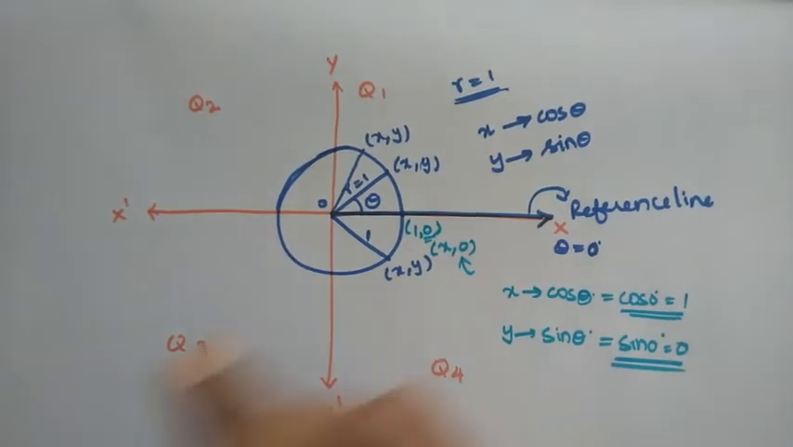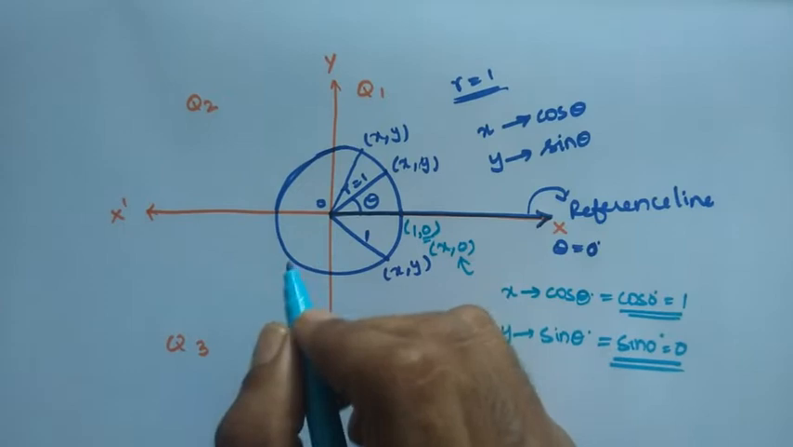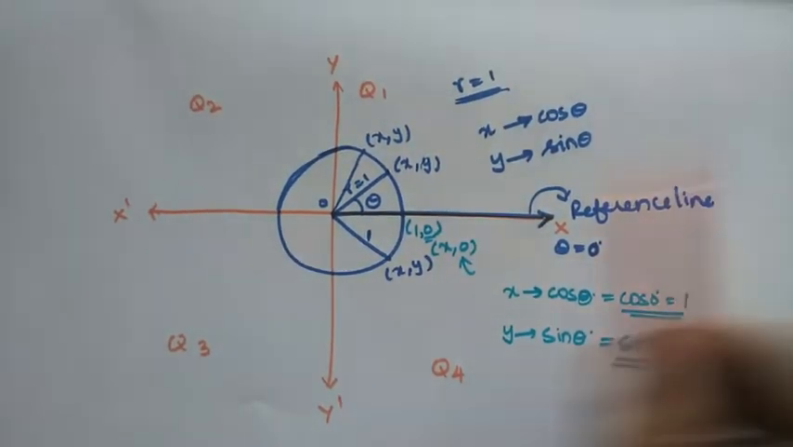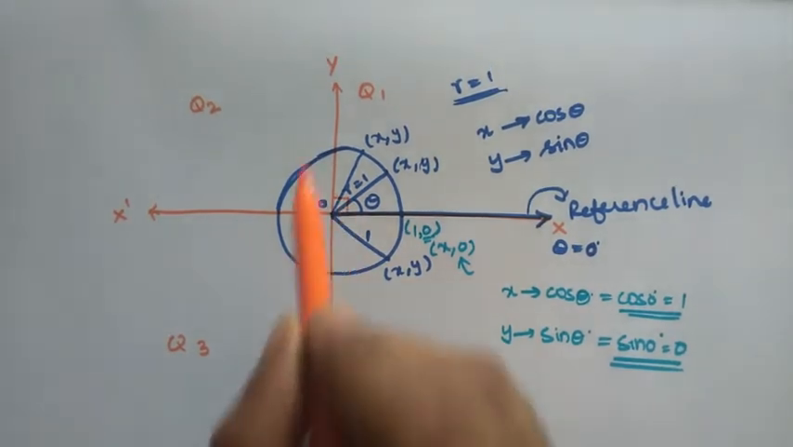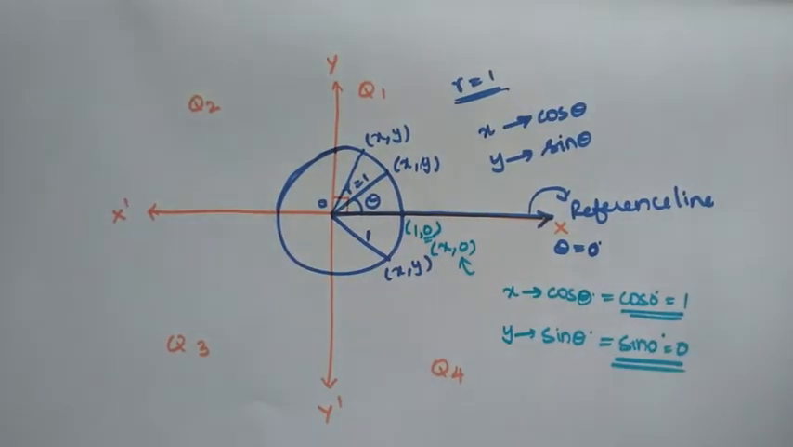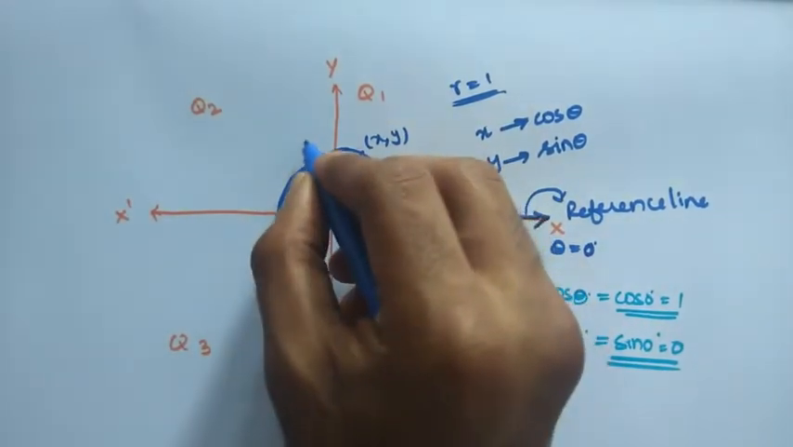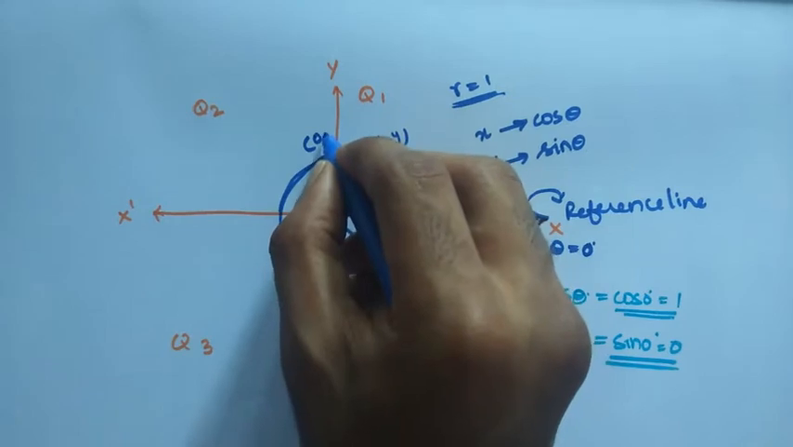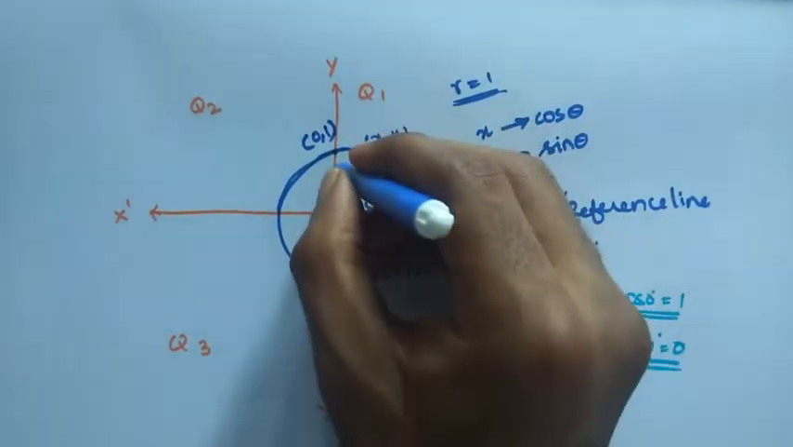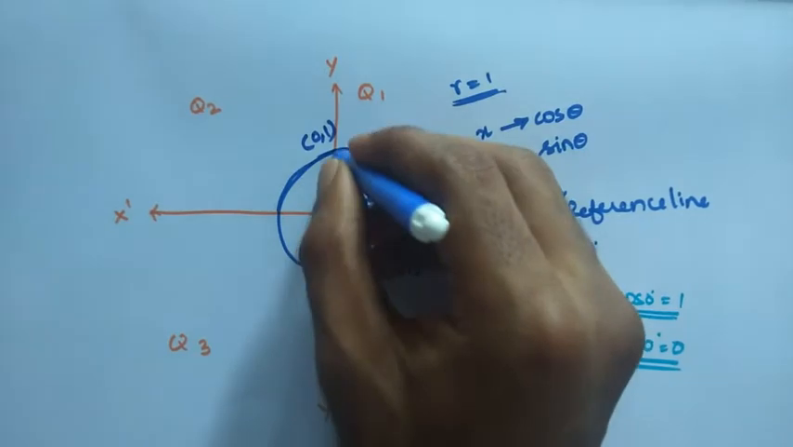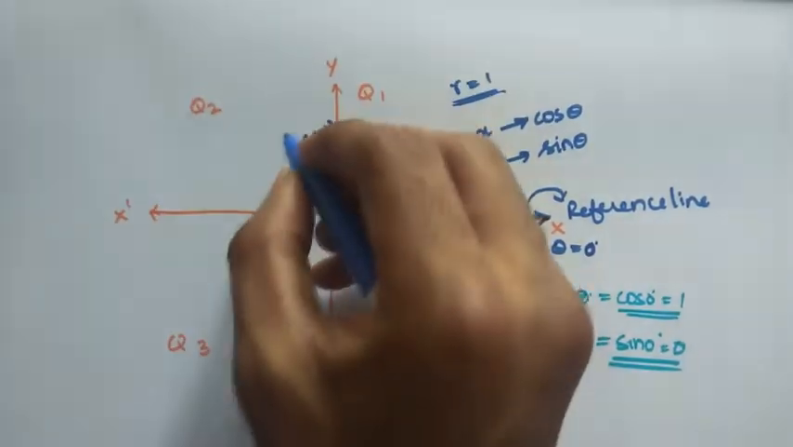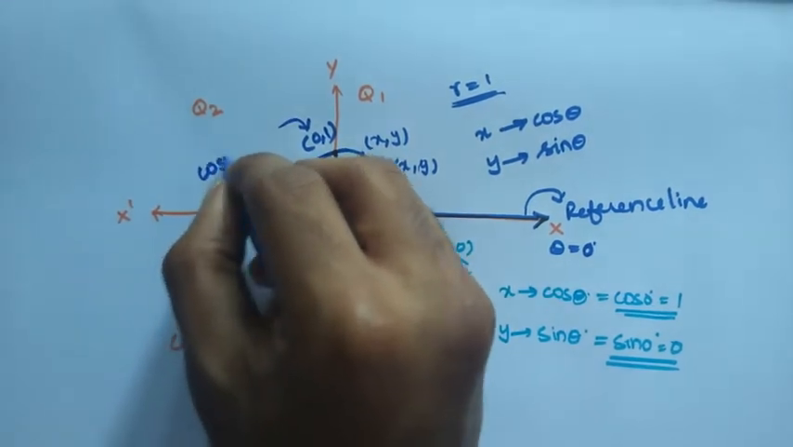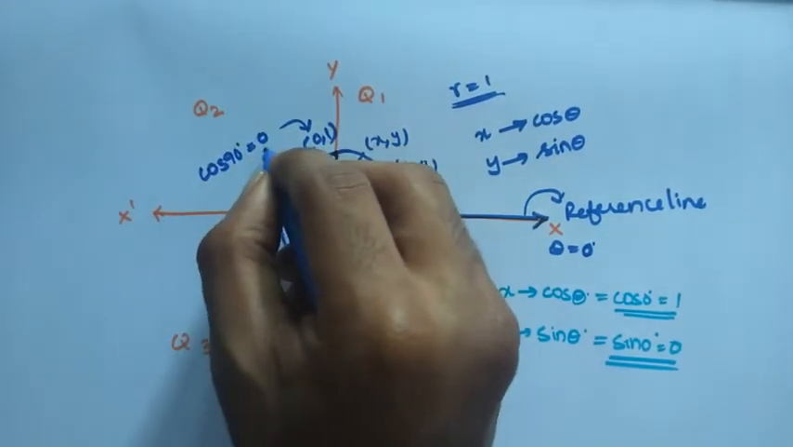Next, if we consider theta equal to 90 degrees, this angle here, if this is 90, then the point is here on the y-axis. Any point on this line will have the form 0 comma y, and it will be at a distance of 1 unit. Now this is the x coordinate, which is cos theta. Because theta equals 90, cos 90 is going to be 0.